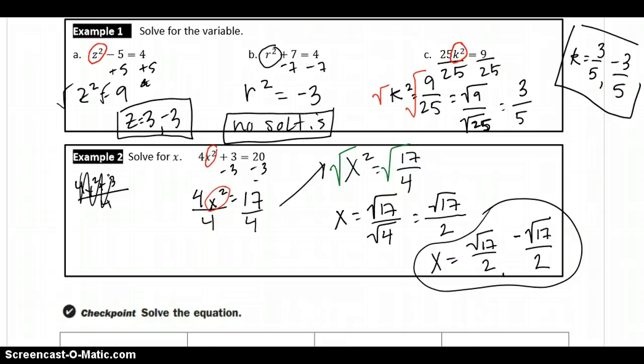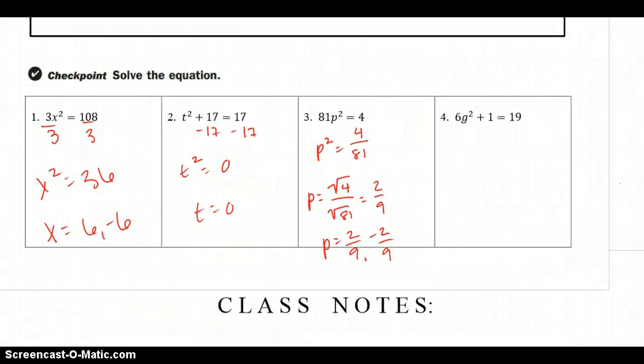Okay? Other questions on examples 1 and 2? Alright. So number 4. I want to get g squared by itself. So first, I want to subtract the 1 from both sides. So I get g squared equals 18. Divide both sides by 6, and I get g squared equals, what is 18 over 6? 3. 18 divided by 6 is 3.